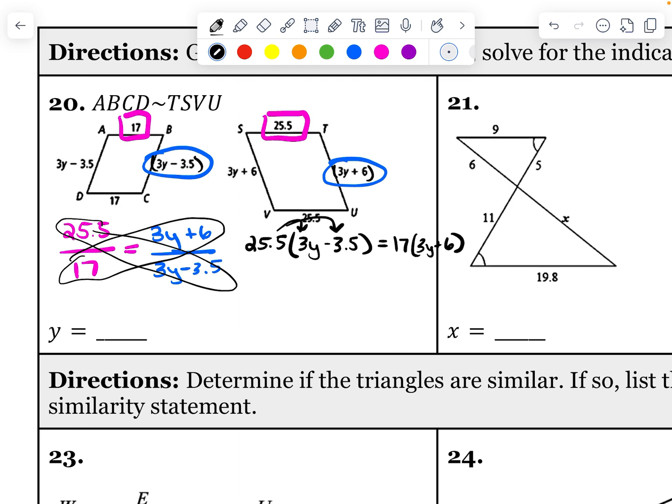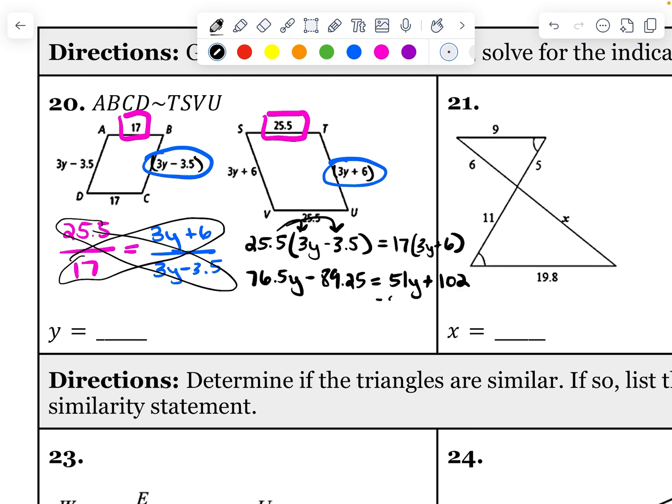Calculator. All right, 25.5 times 3, 76.5y minus 25.5 times 3.5, 89.25, excuse me. 51y plus 102. All right, let's see.